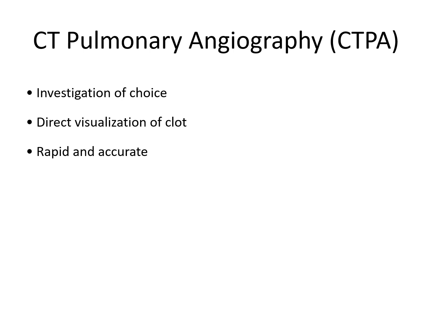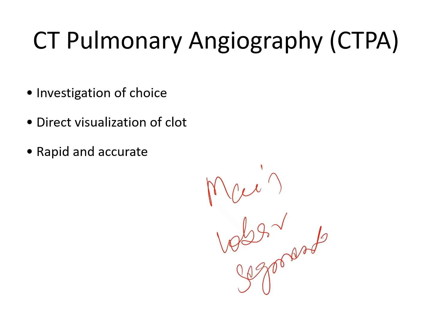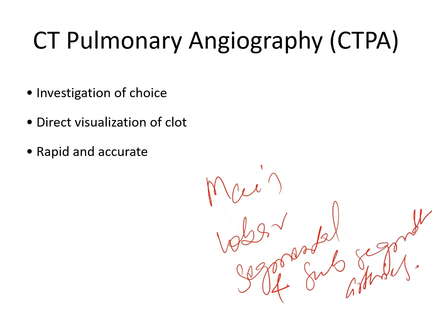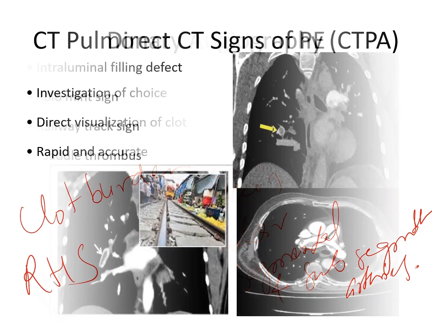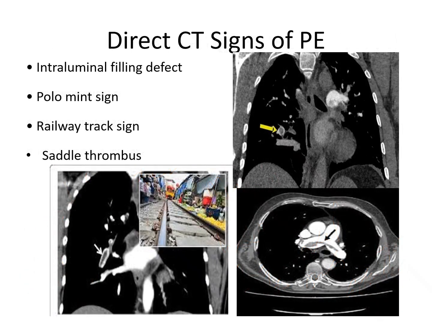and it allows the assessment of main, lobar, segmental and subsegmental arteries, and it also shows the clot burden and right heart strain. Now, the direct CT signs of pulmonary embolism.